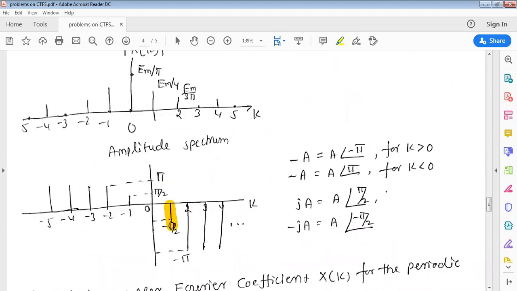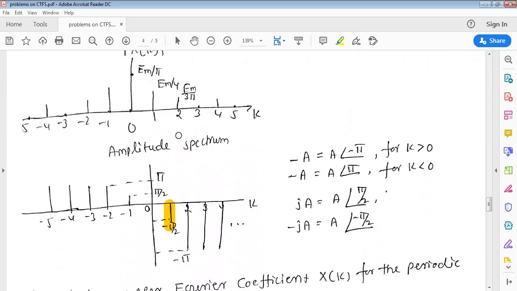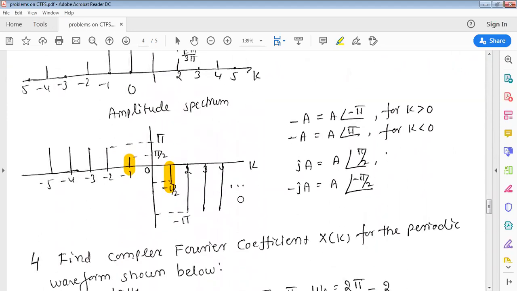At 1, you have minus pi by 2. Look here. At plus 1, it is 1 by j, that is minus j. Minus j means pi by 2. So what is the angle at minus 1? It is 1 by minus 1 by j, that is plus j, that is plus pi by 2. So the angle is plus pi by 2.